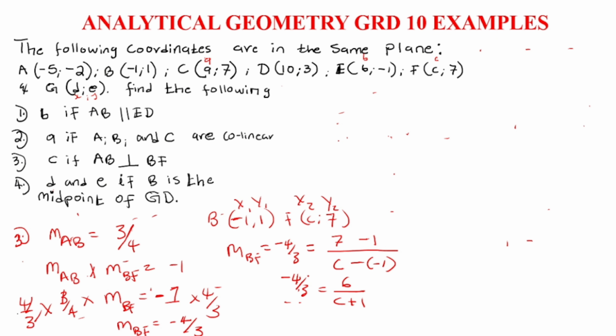If we do the cross multiplication properly, we should end up with C equals -11/2. Please double check my maths, guys. For the sake of space, I'm just trying to minimize writing here. So C would be -11/2. Right, so let's go ahead and look at question number 4.